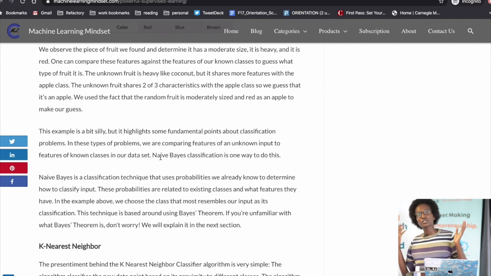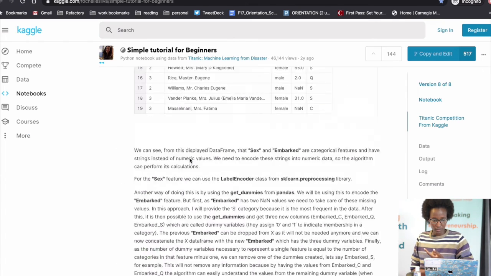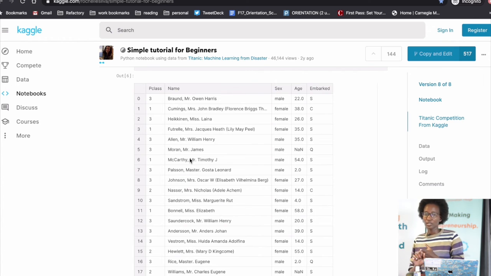Then from there we went to see an example of classification: given a data set, how can you tell if someone survived on the Titanic based on their class, their age, and the embarked class. So we looked at how the data was pre-processed, and we also looked at the performance of the different models.